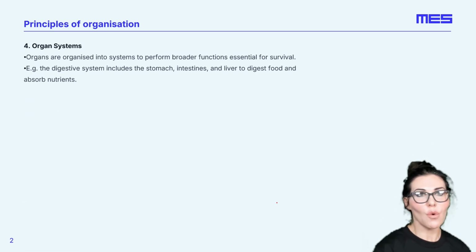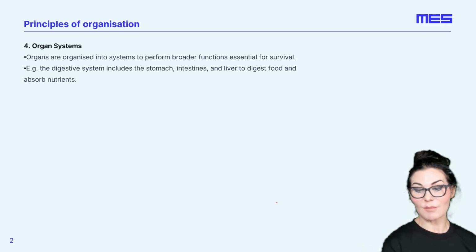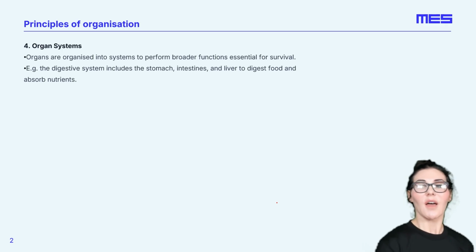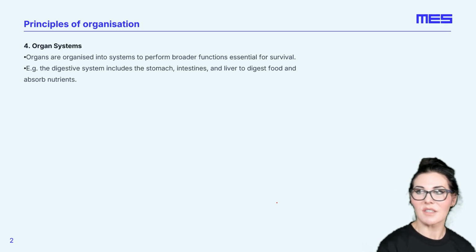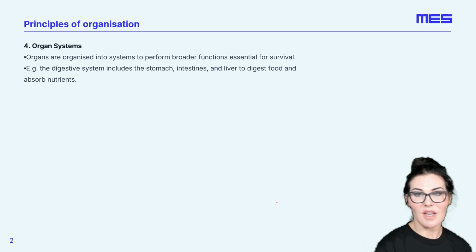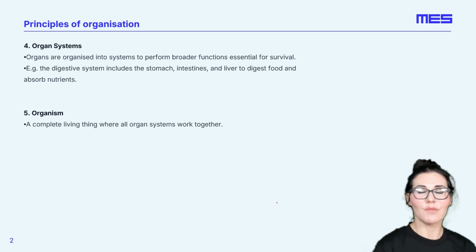Organs will then be organised into systems which carry out a much broader function that's essential for our survival. The digestive system is something we're going to look at in this video, and this includes the stomach, the intestines, the liver, the pancreas as well, and that will be addressed in much more detail in a second. And then the organism level is when we have this complete living organism where all these systems work together in unison, and then we have a really complex living thing.